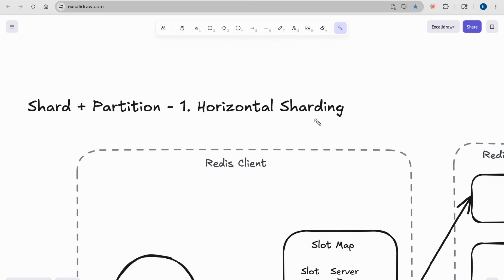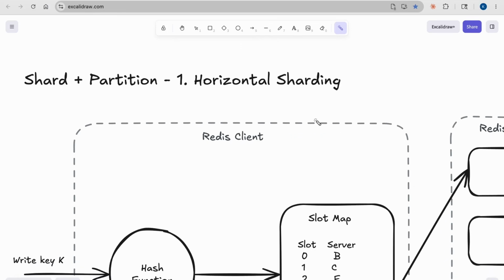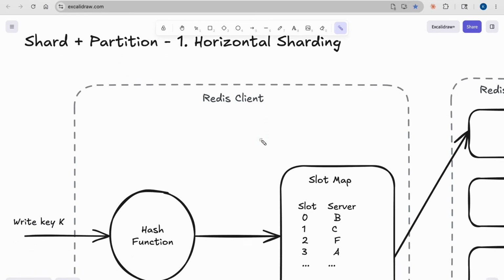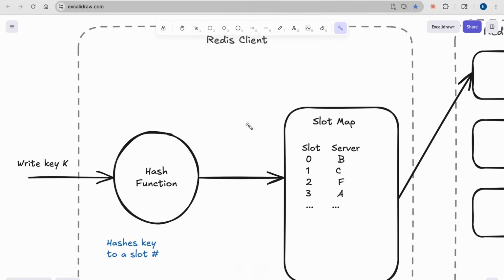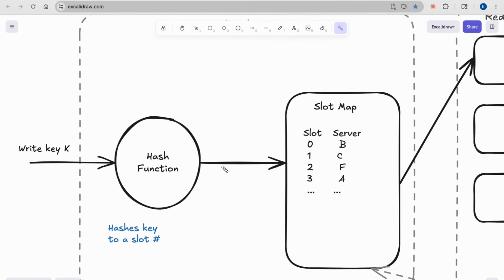So meaning had more servers of that kind. So that's where the sharding is basically. So let's take an example of simple things that we normally use in most applications, which is Redis. So Redis cluster. I'm just taking an example of Redis cluster here.